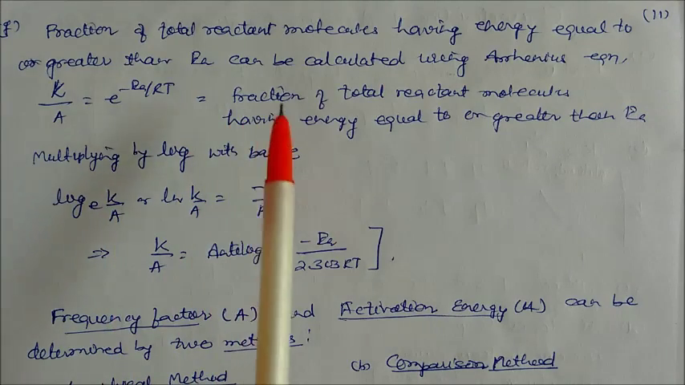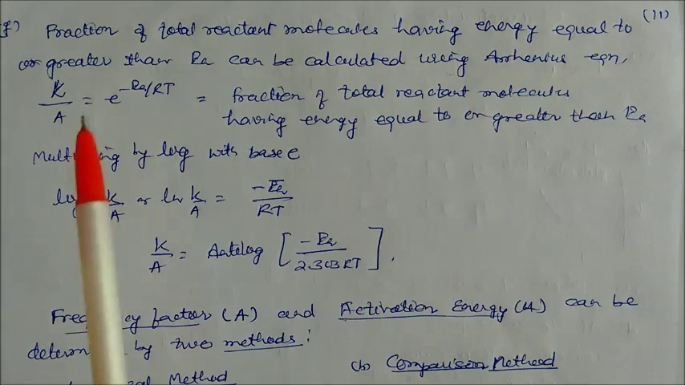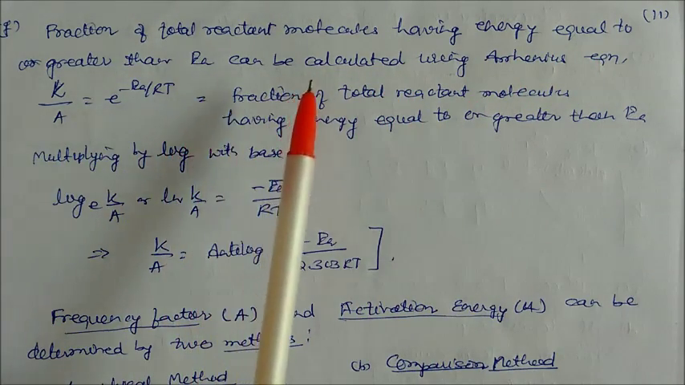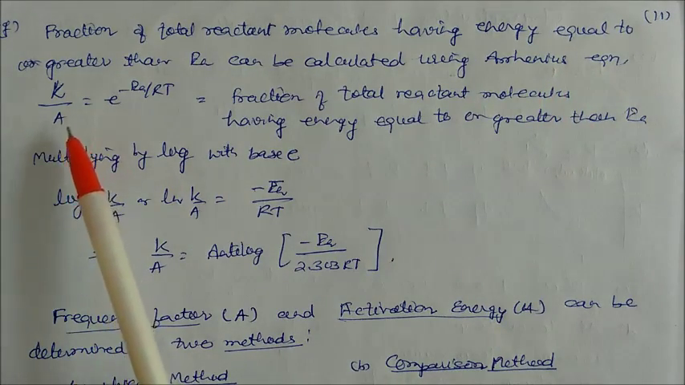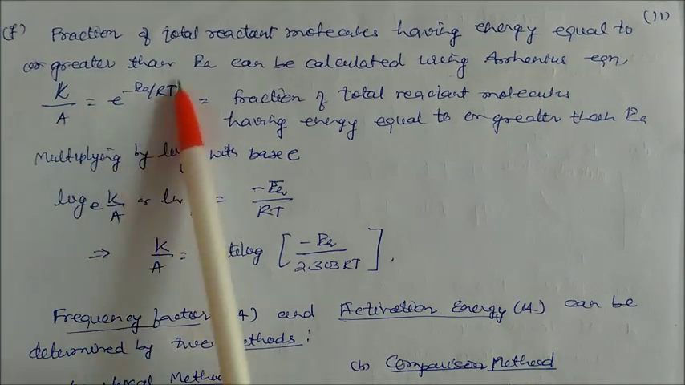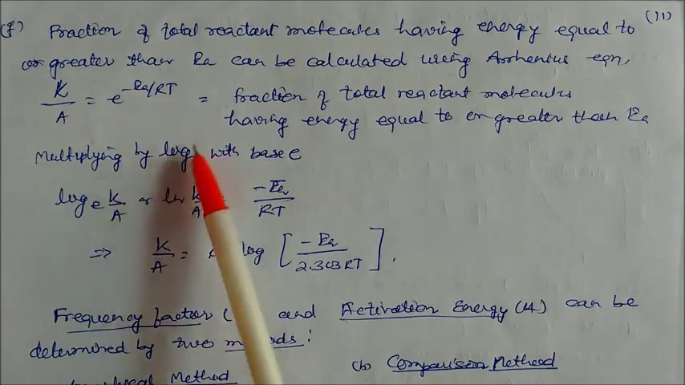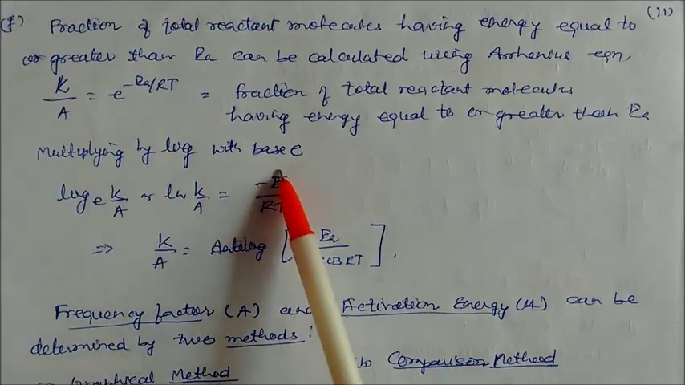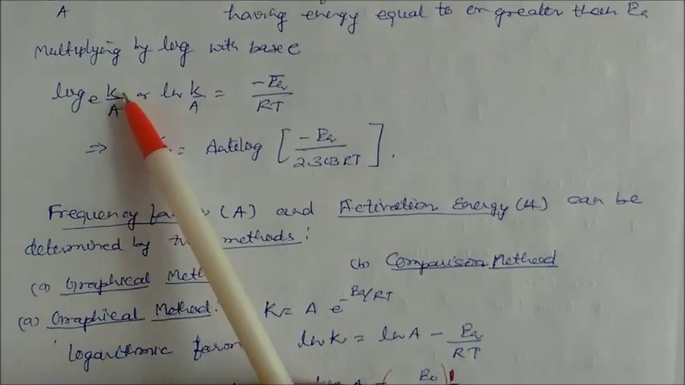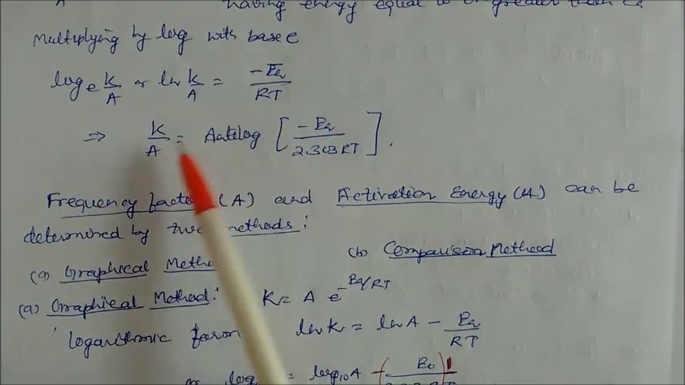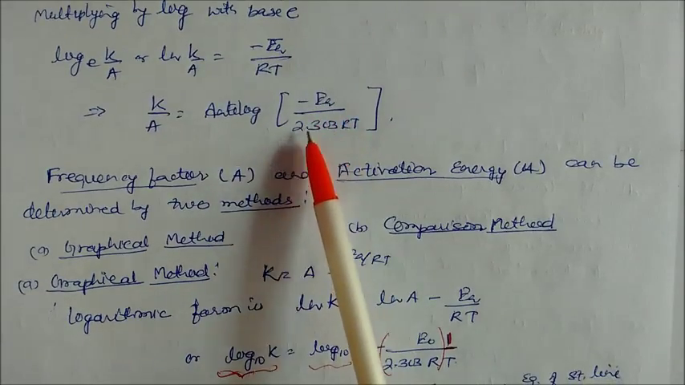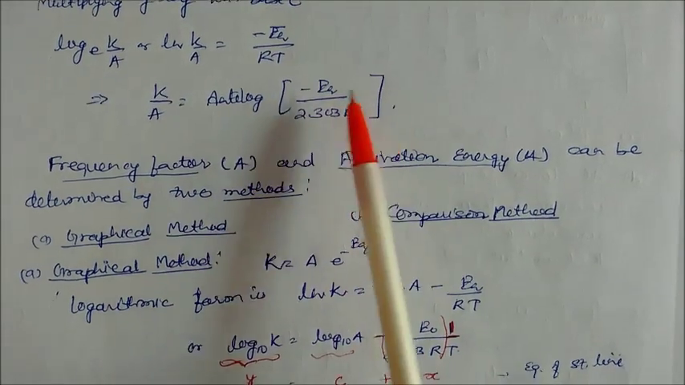The fraction of total reactant molecules having energy equal to or greater than activation energy can be calculated using the Arrhenius equation. So we can calculate it also. The ratio K by A, this is the Boltzmann factor. If you take the natural log, ln K by A equals minus Ea by RT. If you take the antilog, K by A equals antilog of minus Ea by 2.303 RT. So this we can calculate.